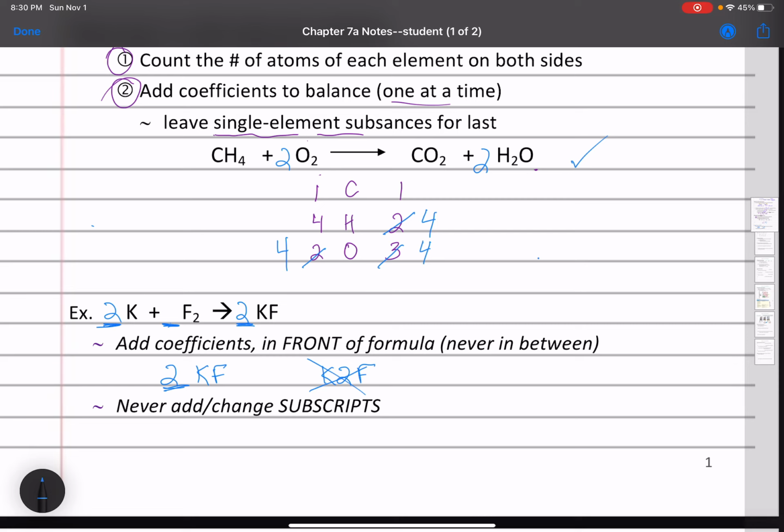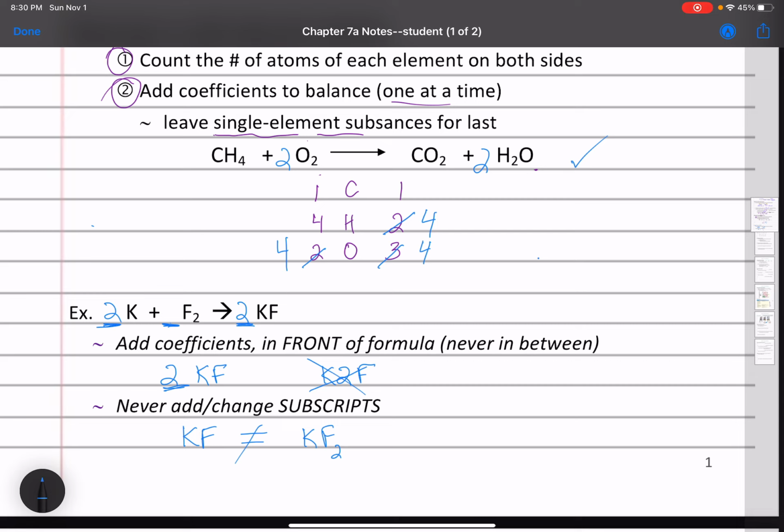The other thing is you never want to try to add subscripts. So we never want to try to balance it by taking that KF and then putting a 2 here. Those two things are not the same. So we cannot put a 2 subscript on the fluorine in order to balance this equation, because then we're changing the product. We're changing it to a totally different compound. In fact, KF2 is a totally fictional compound.